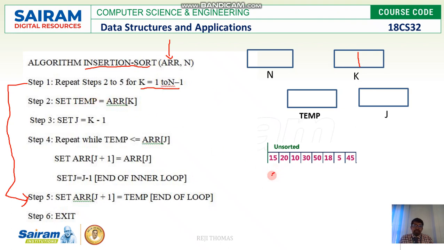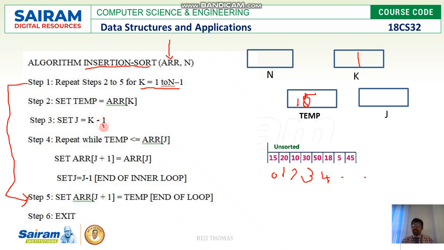If you take the index values starting from 0, 1, 2, 3, this is going to have 4, and it continues like this. So what we do is we are going to take out the first element. So temp is going to be array of k. Array of k is going to be the first value, which is 10. So this is going to be stored in temp. So go to the next step, set j is equal to k minus 1.